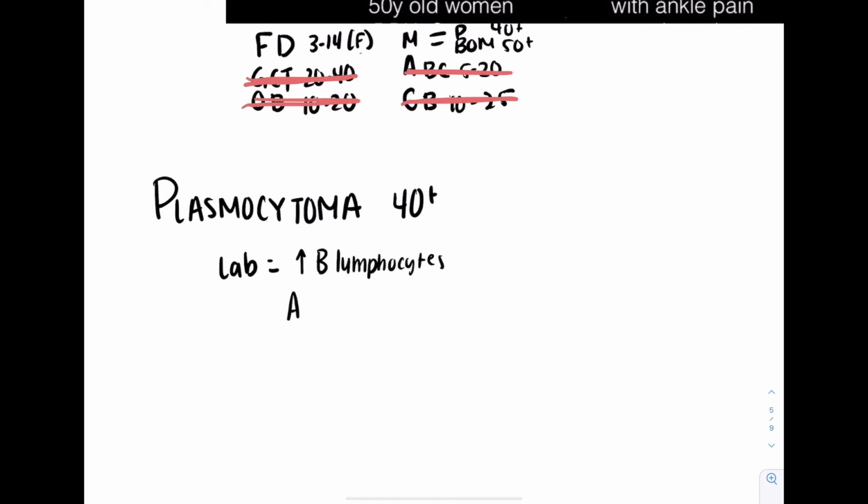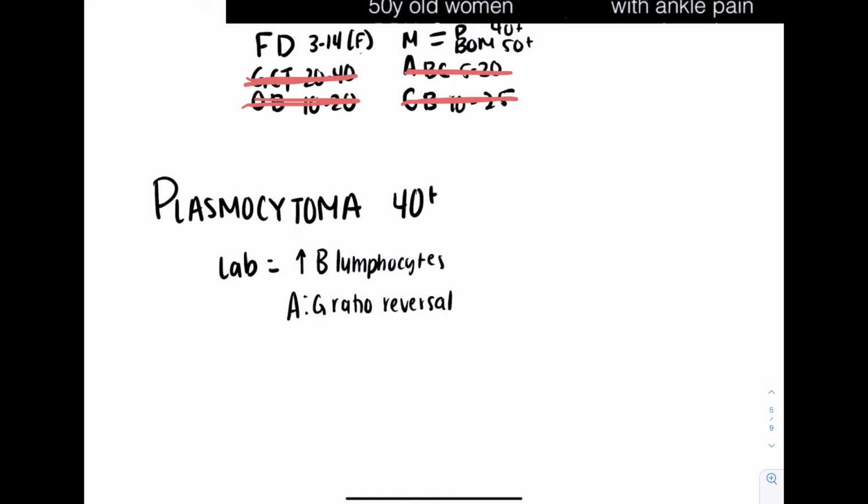We can have a reversal of the AG ratio. So AG stands for, the A is albumin and the G is globulin. And globulin is found in our immunoglobulins, and B cells are what create immunoglobulins. So if I have a proliferation of B cells, I'm going to have more globulins than normal. Typically, albumin is the most common protein found within our body.